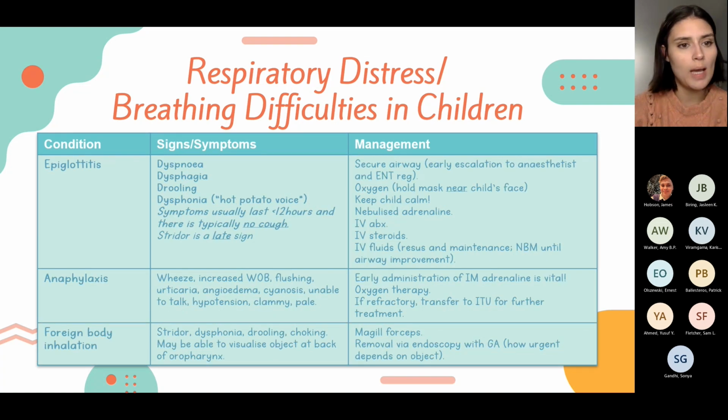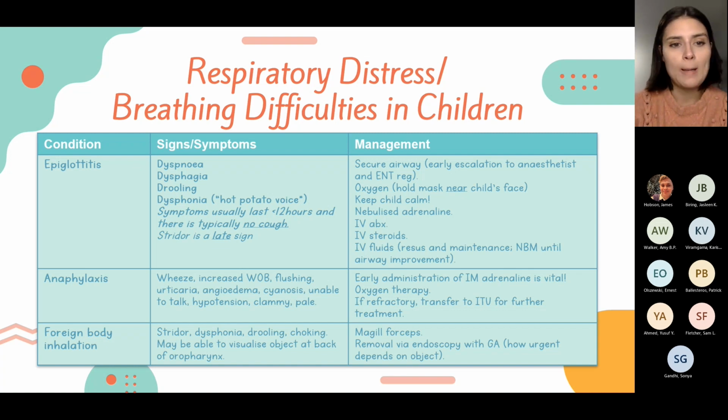Part 2, we've got epiglottitis. That's a really important one to know. I'm sure you'll remember that from phase 1. The signs and symptoms are a bit easier to remember because it's the 4 Ds. So dyspnea, difficulties with breathing, dysphagia, difficulties swallowing, a lot of drooling typically, and the hot potato voice.